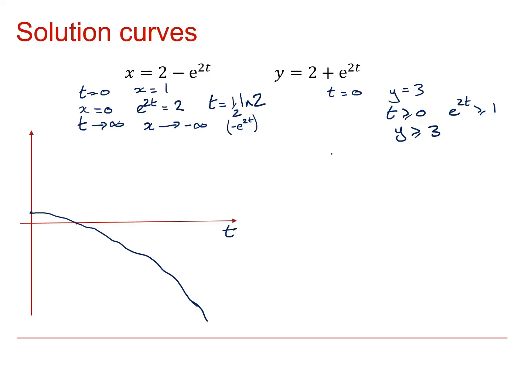What happens as t tends to infinity? Well, this is just going to get very large, and in fact y will also tend to infinity. It starts behaving like e to the 2t as it gets bigger and bigger because the 2 is relatively insignificant. So for y, it's going to start around here at 3, and it's going to stretch off up this way.